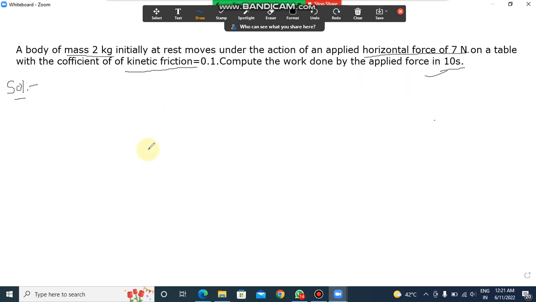So let's start the question. First I'll draw the diagram so that you will find it very easy. So this is your object, which is kept on the table. There is an applied force, so I'll draw the applied force, which is 7 Newton. We can write this as capital F. And I have told you there will be an opposite frictional force, because frictional force is always on the opposite side. So we can write this as small f.